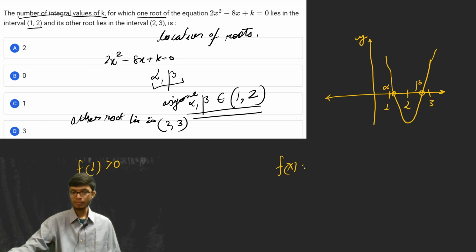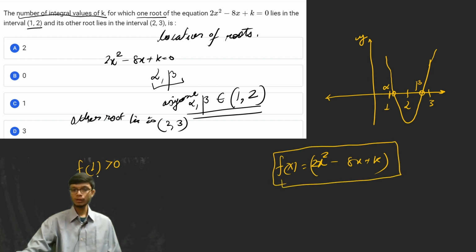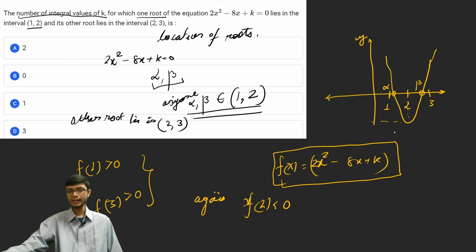What is f? Now f of x I am considering as 2x square minus 8x plus k. That is the quadratic function that I am assuming. If I put x is equal to 1, this value will be positive, and similarly if I put x is equal to 3, the value will be again positive. For x is equal to 2, the value will be negative. So if you can make the three cases and solve, you will get the integral values of k.